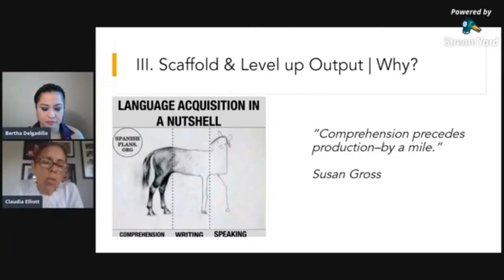They don't own the language yet. And we need to be mindful. We need to keep that in mind when we're asking our students to produce, to output. And the more you think about it, the more scaffolds you provide to your students, you are going to see a great thing. I mean, it was like an aha moment for me.